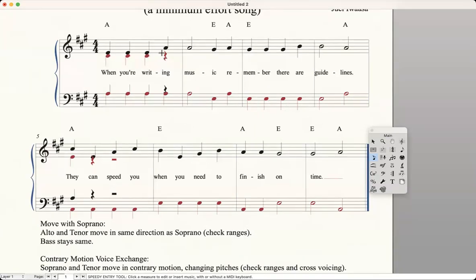So I'm going to have everybody move with soprano. Okay, so tenors are going to go from the A up to a C sharp, and it's going to be the same thing over the measure, just like that. And the altos are going to go up as well to the E, and then hold over as well. And it works just fine.